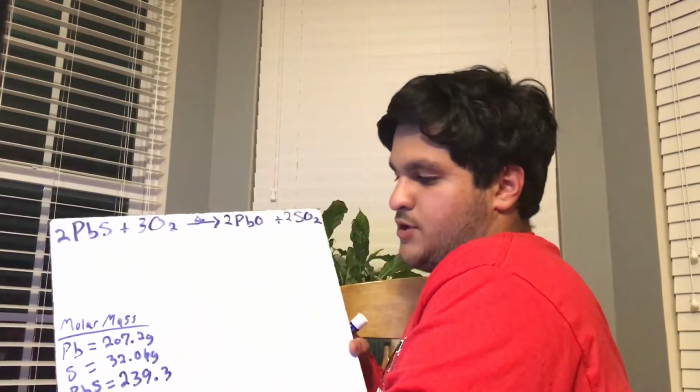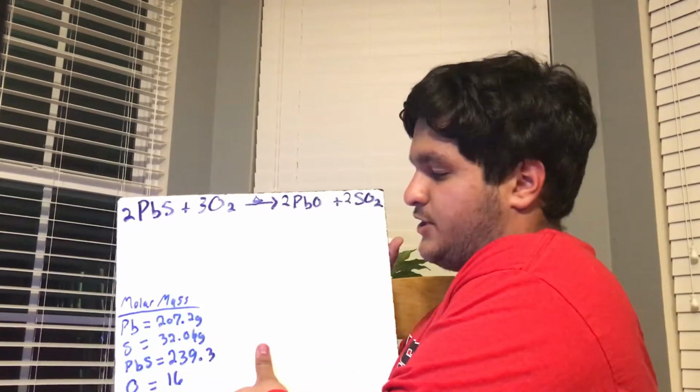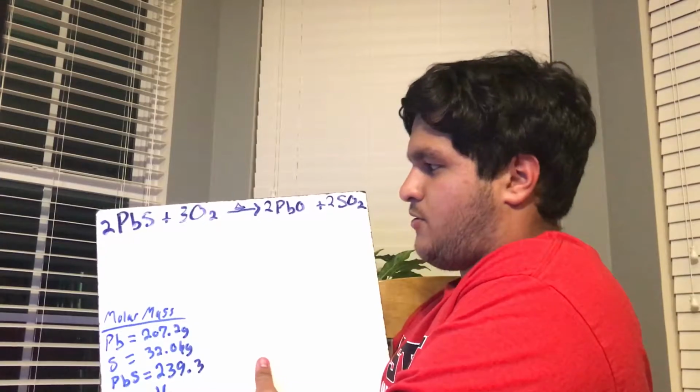And now for the next step is our oxygen, our O2. So one oxygen is 16. If you want two oxygens, you can either multiply 16 by 2 or add another 16, giving us 32 grams.